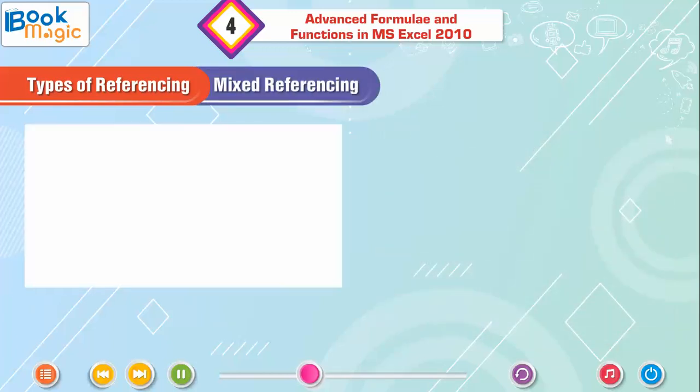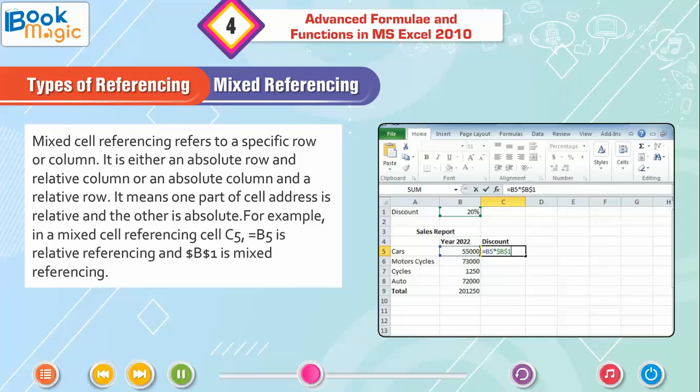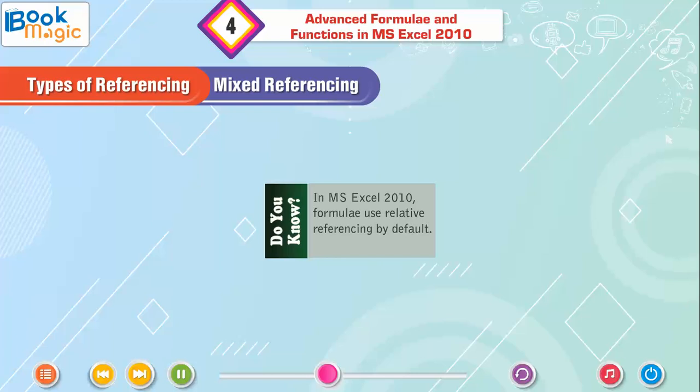Mixed referencing. Mixed cell referencing refers to a specific row or column. It is either an absolute row and relative column, or an absolute column and a relative row. It means one part of the cell address is relative and the other is absolute. For example, in mixed cell referencing, cell C5 is equal to B5 is relative referencing and $B$1 is mixed referencing. Do you know? In MS Excel 2010, formulae use relative referencing by default.